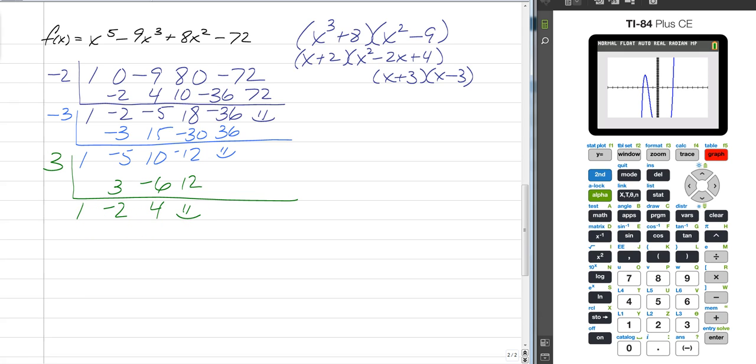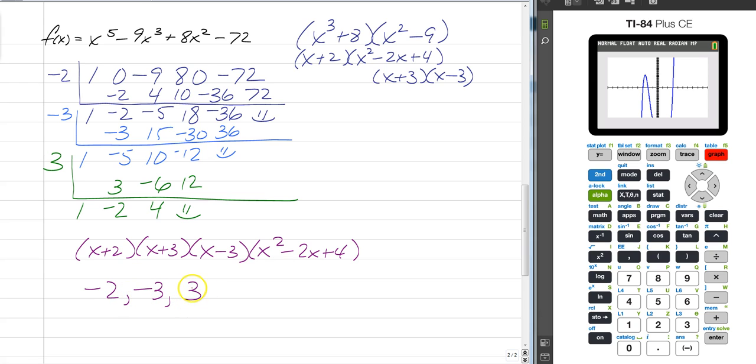That can't be factored. So the exact same way, the negative 2 came from x plus 2. The negative 3 came from x plus 3. The positive 3 came from an x minus 3. And this is our prime. So we can't factor it anymore. And there you go. x times x squared is x to the 5th. So it checks out. We have 3 real solutions, negative 2, negative 3, and a positive 3.